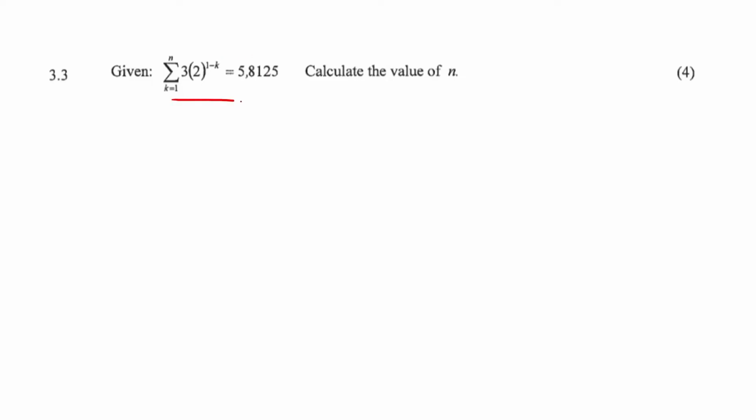So we've been given this crazy looking sigma notation. Calculate the value of n. So we start at 1, we end at n, and this is the equation that we've been given, and all that good stuff is going to be equal to 5,8125.